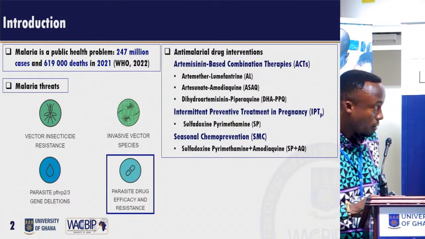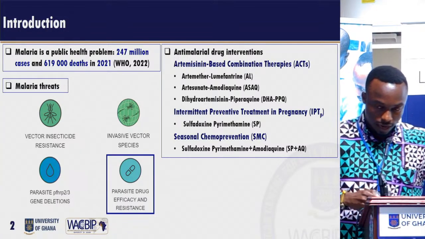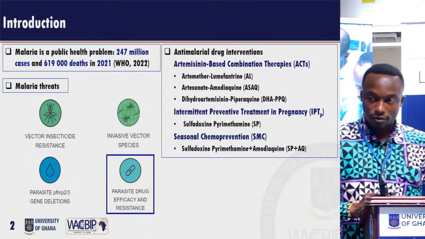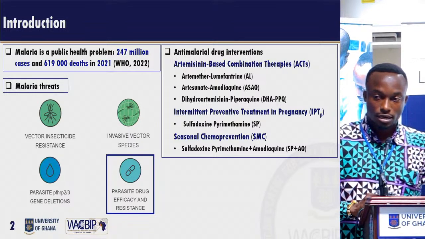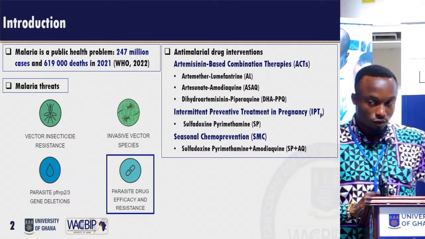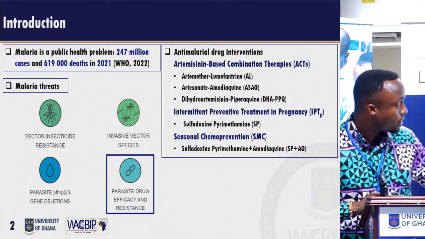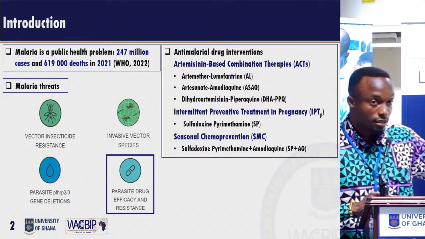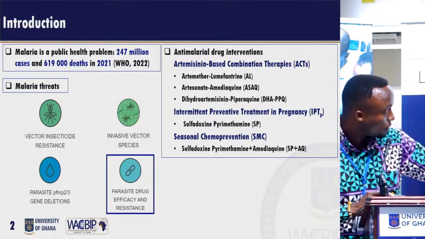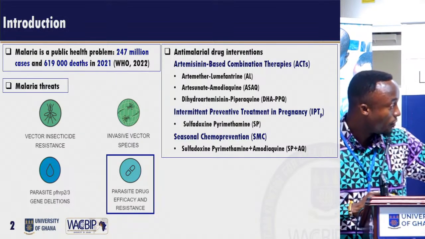So the current effort is to eradicate and eliminate malaria, but this is threatened by various factors like vector insecticide resistance, invasive vector species, and gene deletions that are compromising diagnosis. And what I focus on is drug and drug resistance. These interventions are used here in Ghana: ACTs, which are the frontline treatment for uncomplicated malaria, intermittent preventive treatment in pregnant women, and also seasonal chemoprevention in children.